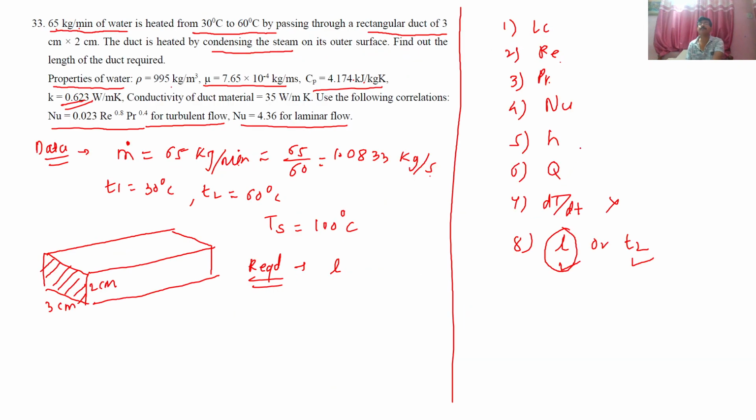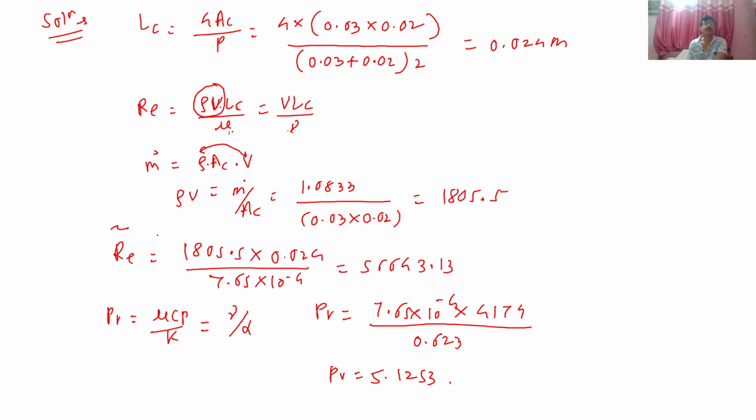What is the next step? Nusselt number. But for Nusselt number, they have given two correlations to us. This is the first, for turbulent flow, and the other for laminar flow. So before going to that Nusselt number correlation, I need to find out whether the flow is turbulent or laminar. So how to get that? Just check the value of Reynolds number. Reynolds number value is 56,643 for flow through channel or flow through duct.